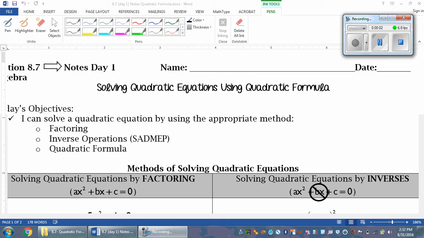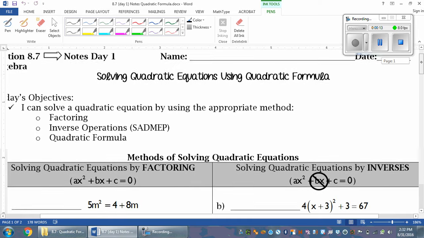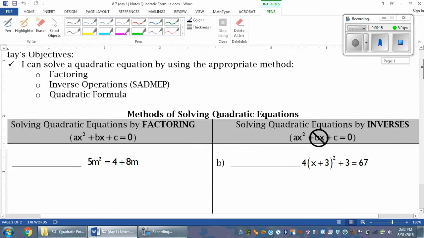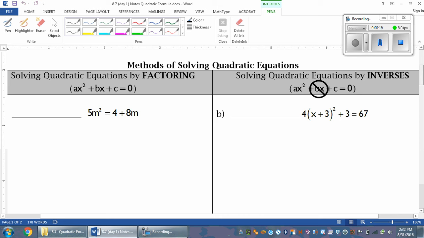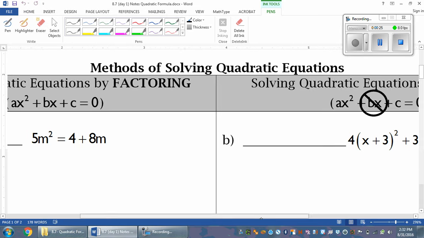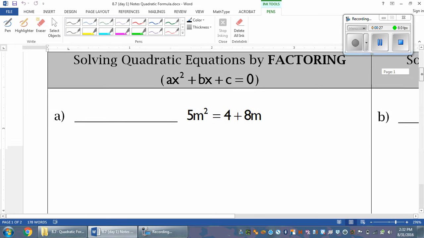Welcome back. Today we're going to be working on 8.7 day 1 notes, solving quadratic equations using the quadratic formula. Now I've talked about the quadratic formula a couple times in this chapter's videos, and today we're actually going to learn how to do it. Before we move on to the quadratic formula, let's just quickly review the methods of solving that we've learned thus far. The first method was solving by factoring.